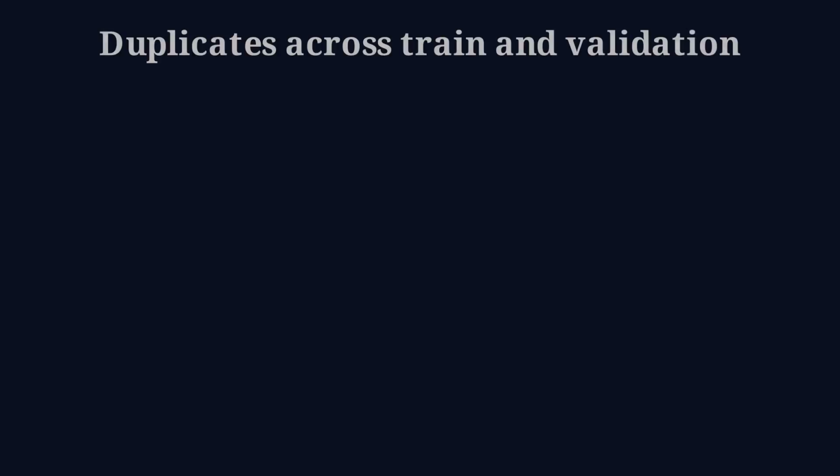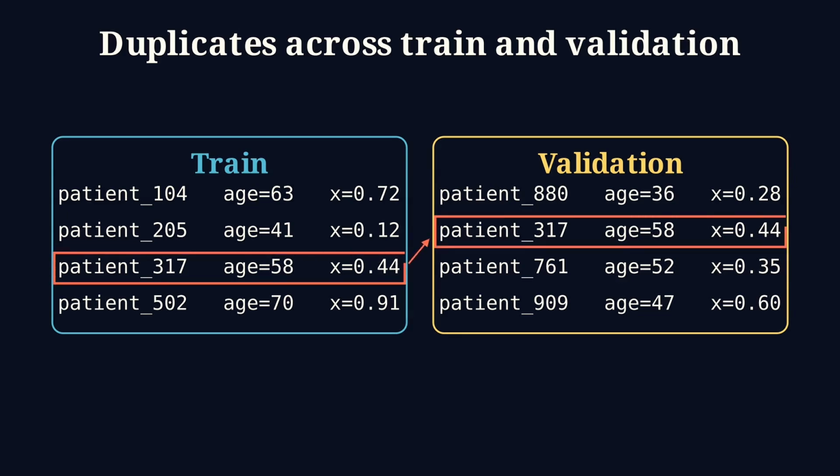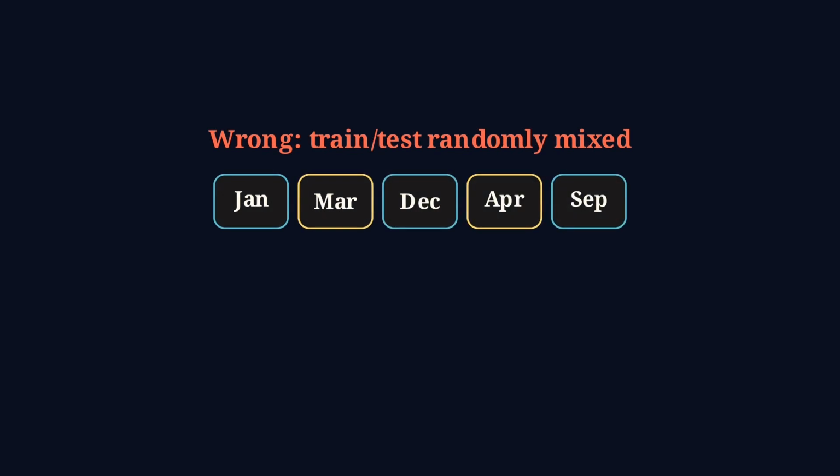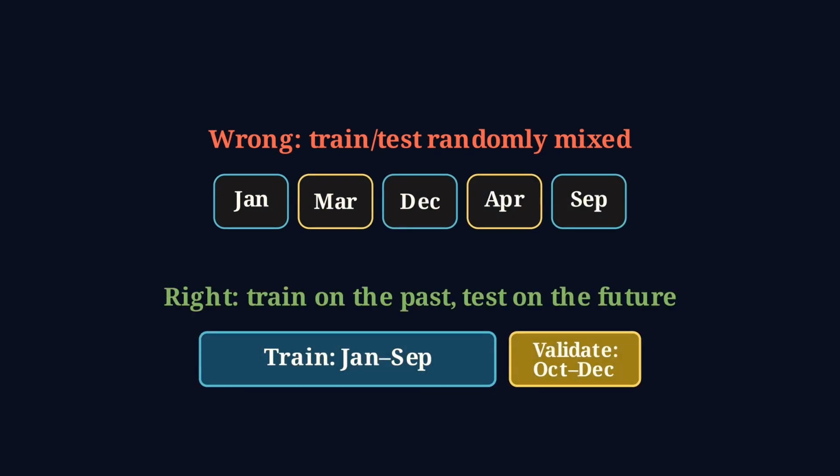Leakage can also happen through duplicates. If the same patient, customer, image, or document appears in both training and validation, the model may not be generalizing. It may just be recognizing something it has already seen. This is not prediction. This is déjà vu. And finally, random splits can be dangerous when the data has time. Imagine training on data from December and validating on data from March of the same year. That is backwards. In production, we don't get to train on the future.